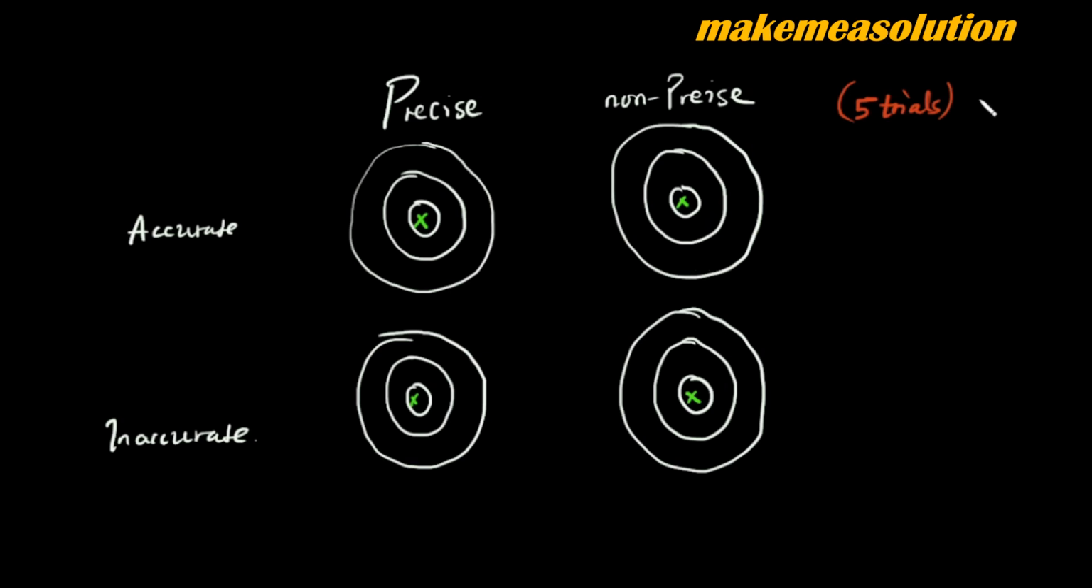So we have 5 trials. Now when we are talking about accuracy, accuracy is a measure of how a calculated value or how a measured value deviates from the actual or the true value. So accuracy just measures the deviation of a particular measured value from the true value.